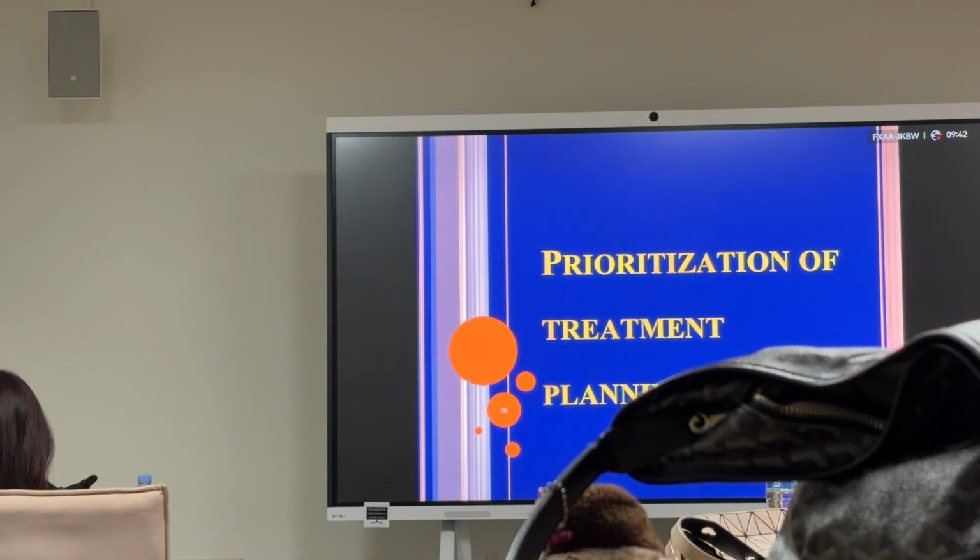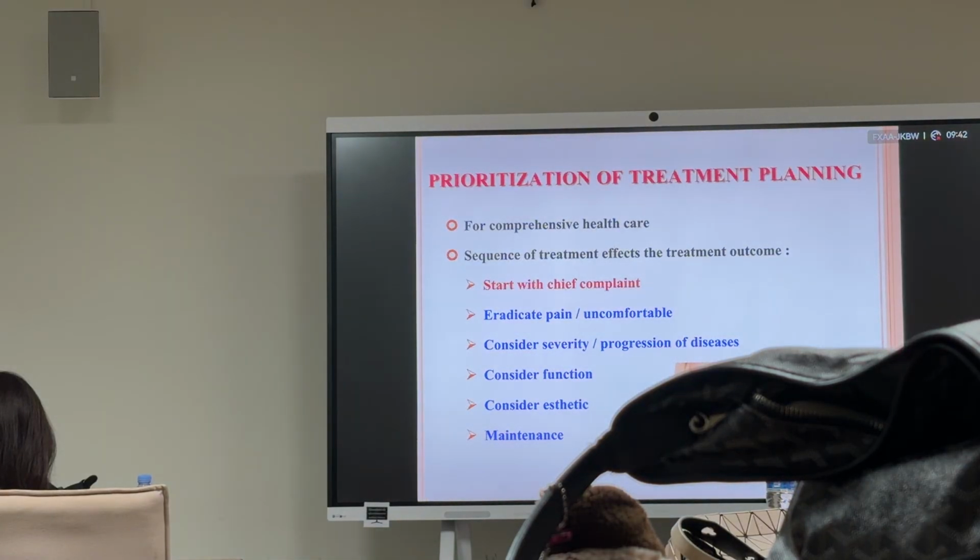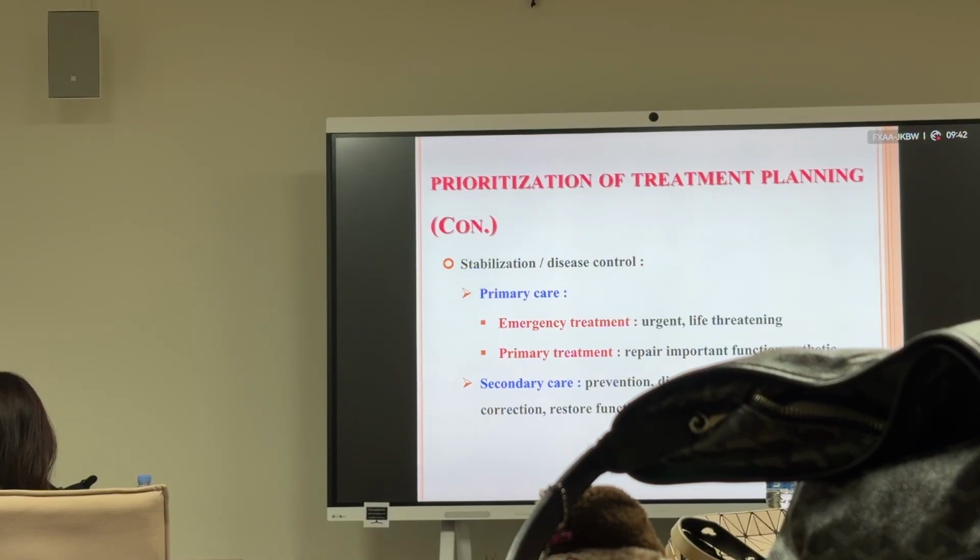Okay, prioritization of treatment planning. For comprehensive health care, the sequence of treatment affects the treatment outcome. Start with the chief complaint, emphasize that. Next, eradicate the pain and discomfort before the next plan. Consider the severity and progression of the disease, and consider function, aesthetics, and maintenance, step by step.